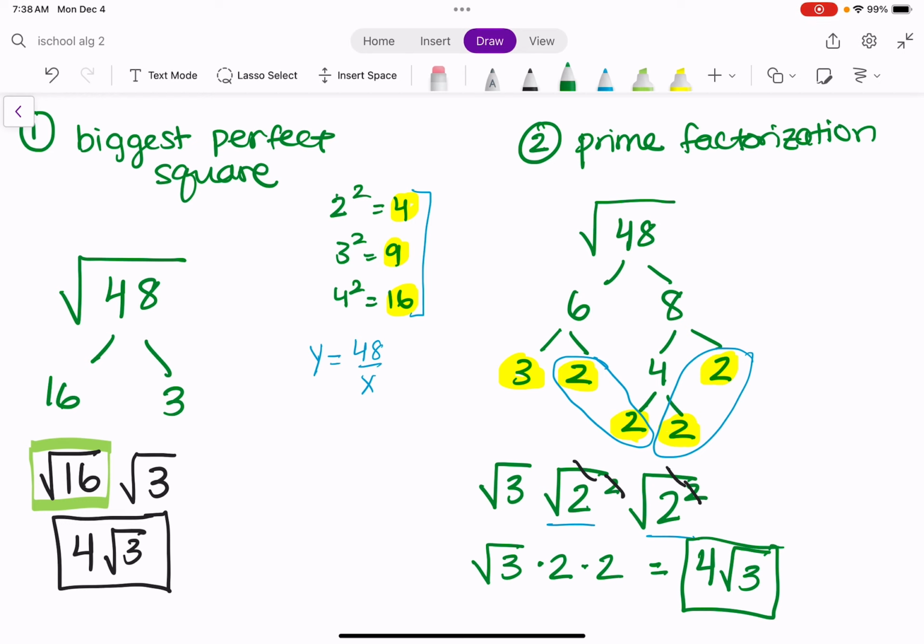So it's really whatever you decide. Just if you do the prime factorization, you're looking for doubles. Biggest perfect square, you're looking for the biggest perfect square. Awesome.